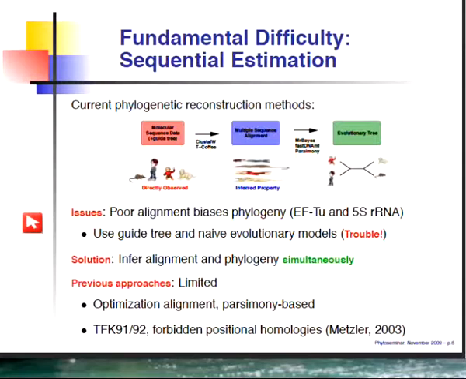But the real trouble is these initial steps that start from the direct observables generally assume some very simple guide tree and naive evolutionary models. And the answer that you get at the end could be very biased by those initial assumptions. Well, this is kind of like a chicken and the egg problem, which came first? And the solution to the chicken and the egg problem is that neither came first. They both arose at the same time.